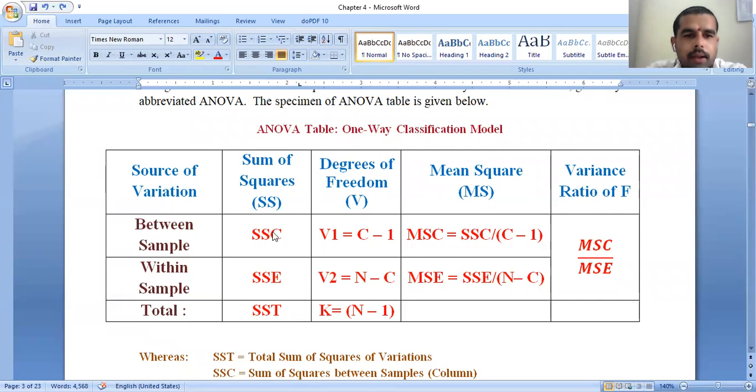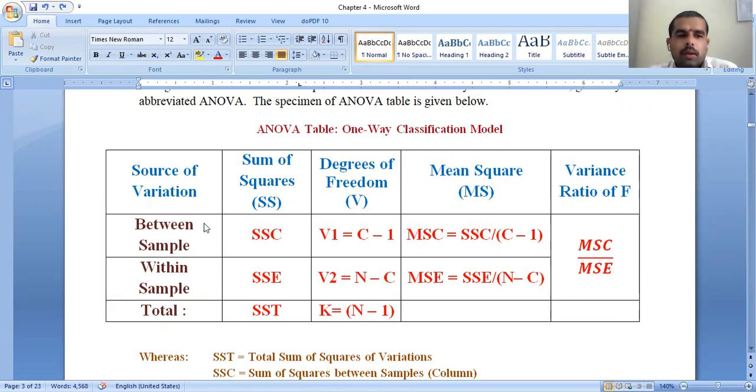In the place of sum of squares between samples, we take SSC, V1 is equal to C minus 1, and MSC is equal to SSC divided by C minus 1. Then we will get the MSC value. After completing between samples, go for the next one, that is within samples. That is SSE, then V2 is equal to N minus C, and MSE is equal to SSE divided by N minus C. Then we get MSE. Then MSC divided by MSE, we call it the calculated value, that is the variance ratio of F.